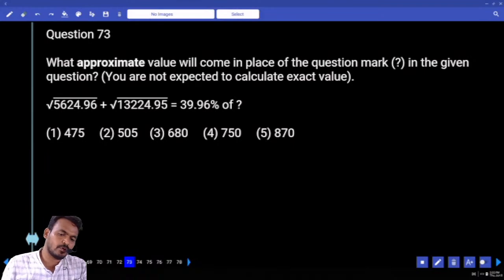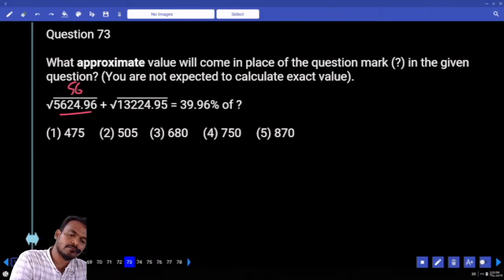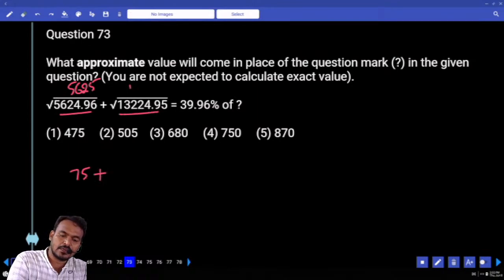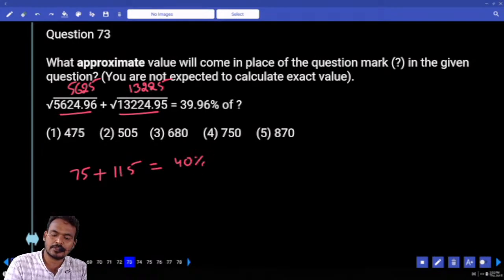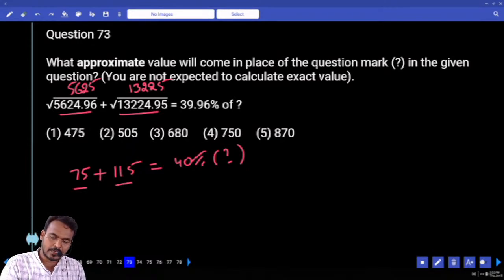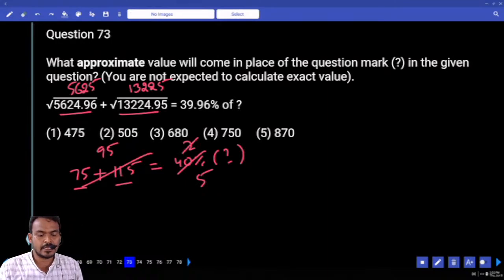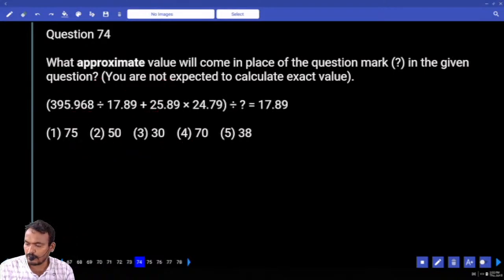73. Square root of 5624.96. It is 5625 or not? It is which one square? 75. It is 13225 or not? It is 115 equal to 40% of something or not? 75 plus 115, 190, and 40% means it is 2 by 5 or not? 2 how many times? 95 or not? 95 into 5, it is 475. Next 74. What is the first term?